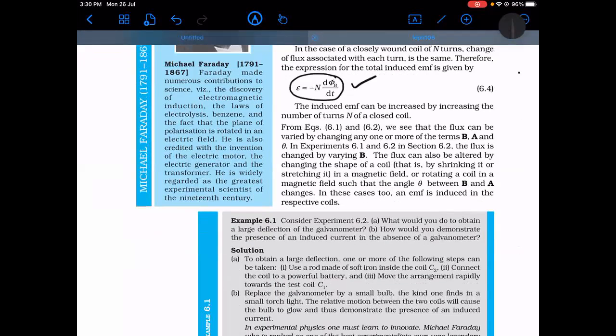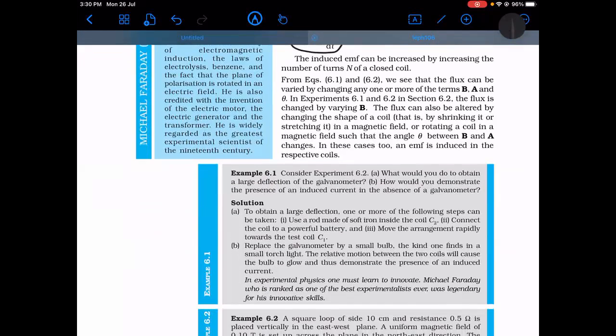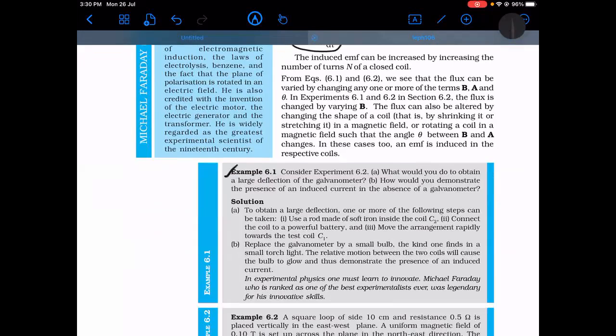Now, let's try to attempt a theoretical question where I want you to think of an answer. Okay, don't look at the solution. The example 6.1 says something like this. Consider experiment 6.2. What was 6.2? 6.2 was the one with the pickup coil and with an electromagnet having moved towards the pickup coil, right? Consider experiment 6.2. What would you do to obtain a large deflection of the galvanometer?